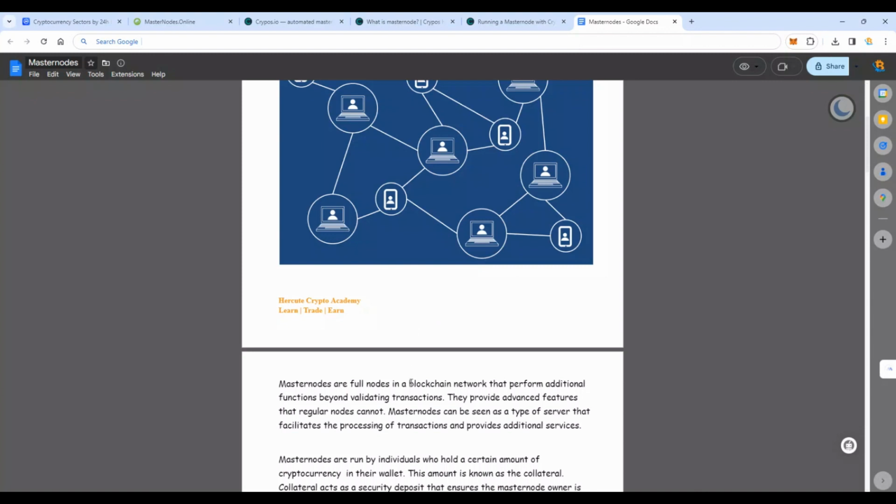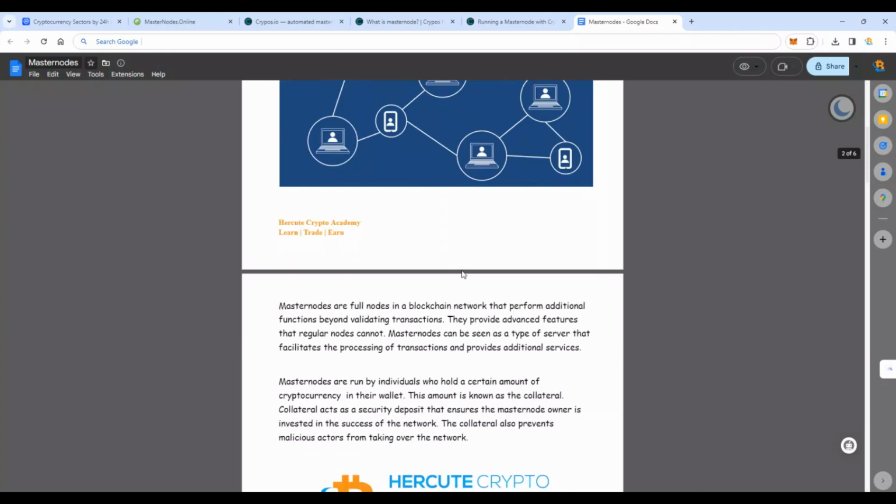So masternodes are full nodes in a blockchain network that perform additional functions beyond validating transactions. They provide advanced features that regular nodes cannot. Masternodes can be seen as a type of server that facilitates the processing of transactions and provides additional services. And we're going to look at those services just now.